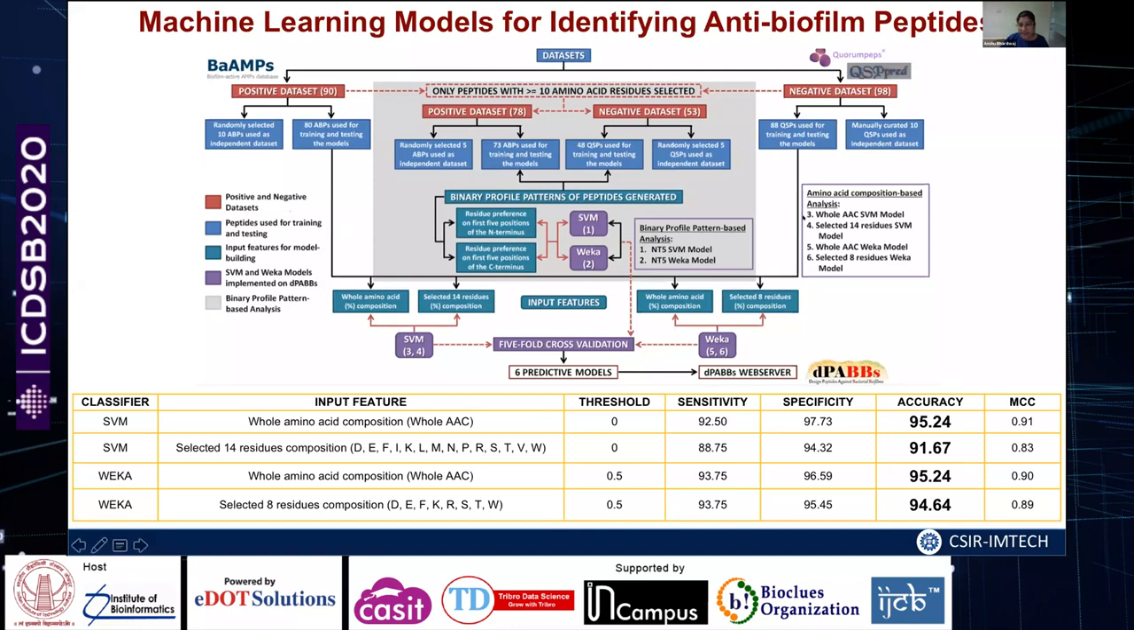And we basically identified whole amino acids as well as certain specific amino acids as features that are contributing to antibiotic activity with a very high accuracy. So this is the first model and the best model that one can use today for prediction of antibiotic peptides.